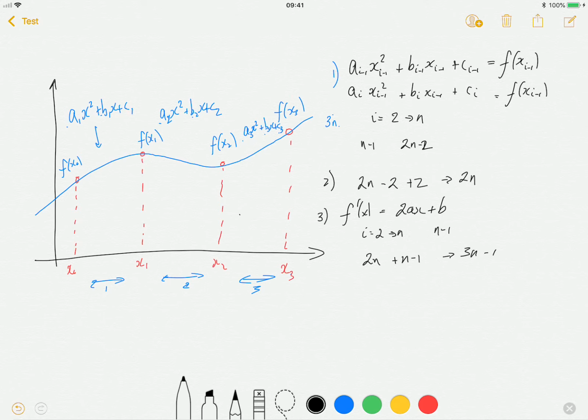Alright, so we now need to choose another condition that will help us return to this value 3n. Well, we're going to choose an assumption that the second derivative is 0 at the first point. And this is because the second derivative of a quadratic function is generally 2a. We could express this as being 0 by saying that a at the first point equals 0.